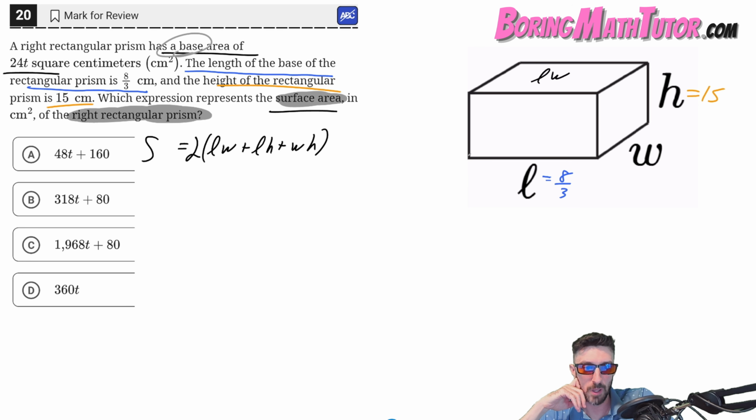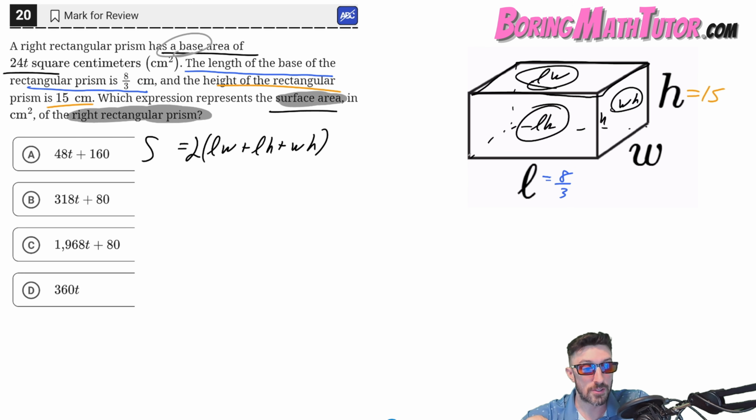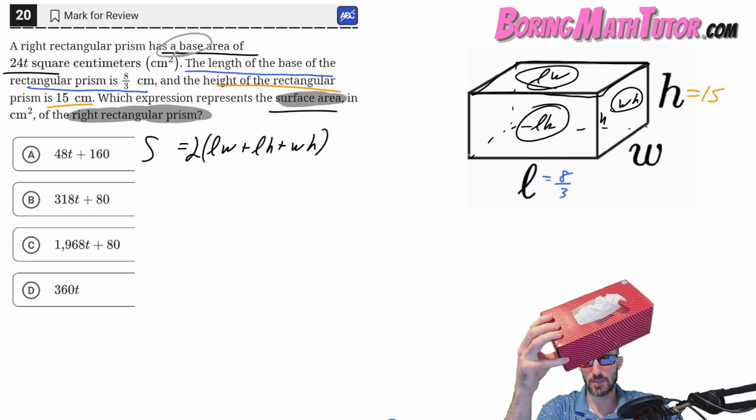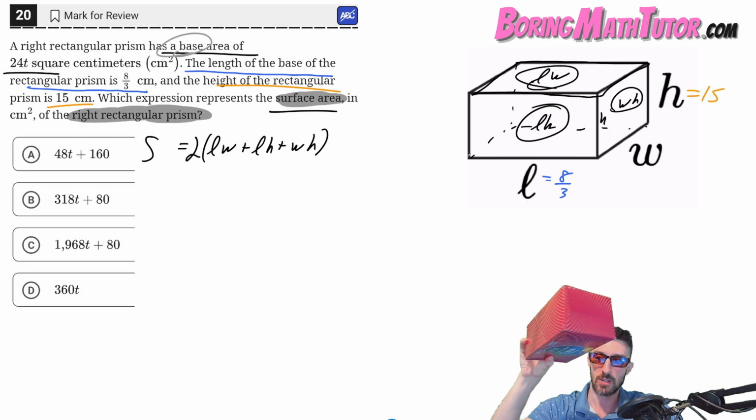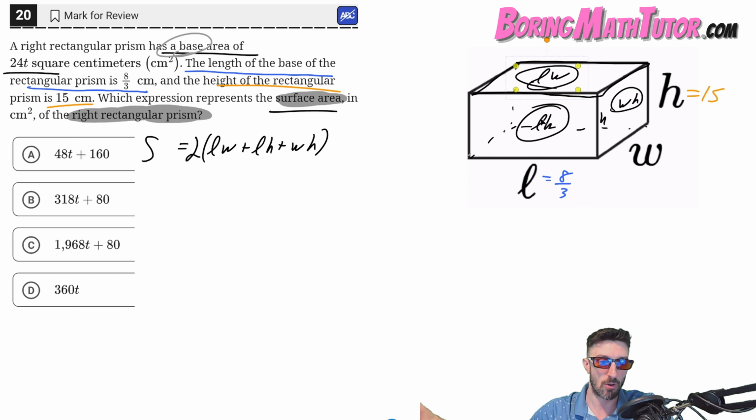Now, the reason why you have to multiply by 2 is because you're going to have LW on the top, but you're also going to have LW on the bottom. You're going to have WH on the side, but also WH on the other side. And same for the one that's staring us in the face right there, LH. You'd also have an LH in the back as well. So if you look at a tissue box, you always got the top, but you got the corresponding bottom. You got the side, but you got the other side. Every single one that you can see over here, all the different possible combinations of L, W, and H, they're all going to get doubled. So if you knew this formula, it saves you some time.